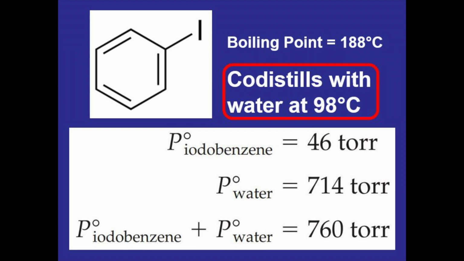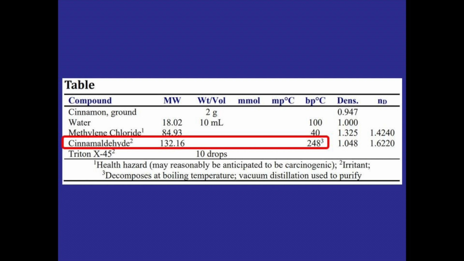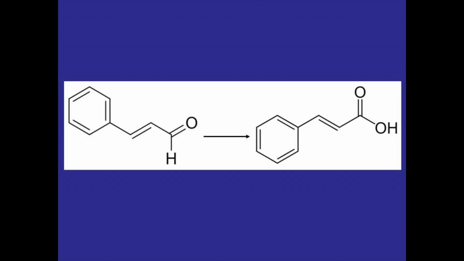This is a huge advantage when using steam distillation because it allows us to distill organic compounds without decomposing them. In our case, cinnamaldehyde has a boiling point of 248 degrees Celsius, but it decomposes at that boiling temperature and it can oxidize into cinnamic acid. Instead, if we boil it with water, it will co-distill at the boiling point of water or even slightly lower.